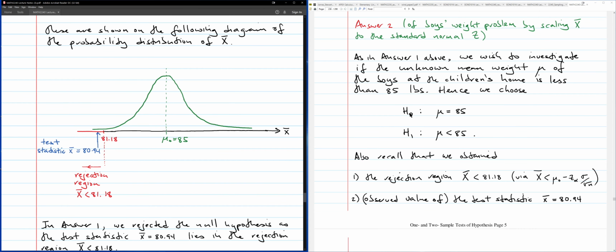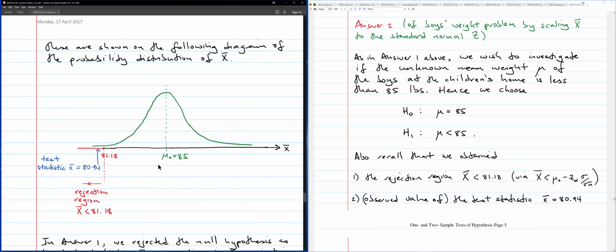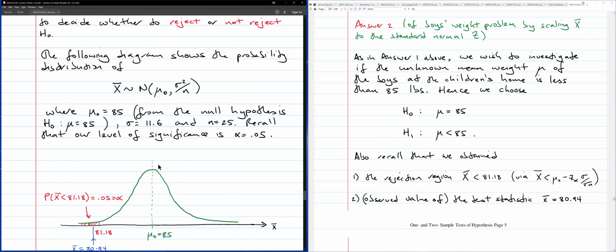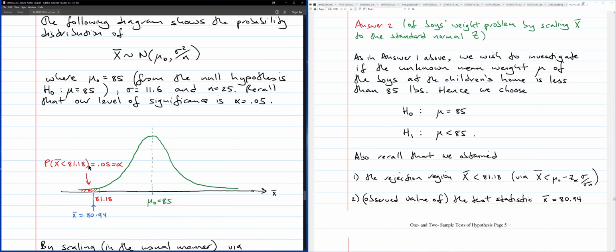Alright, so let's see a second way to do this problem, and this is the more standard way of doing the problem, right? So let's just recall what I did previously. I had my null hypothesis, which is mu is equal to 85, and I had my alternative, which was mu less than 85, right? And what I did is I formed a rejection region, and I got the rejection region by using the probability distribution of the X bar, and using the level of significance that was given to me, right?